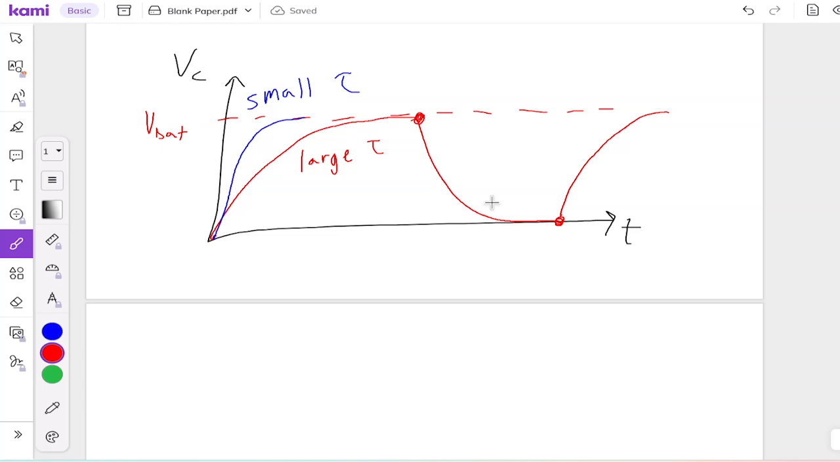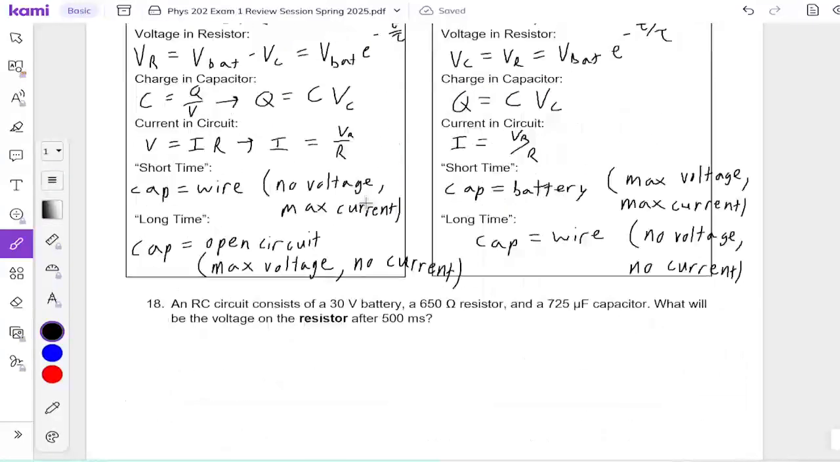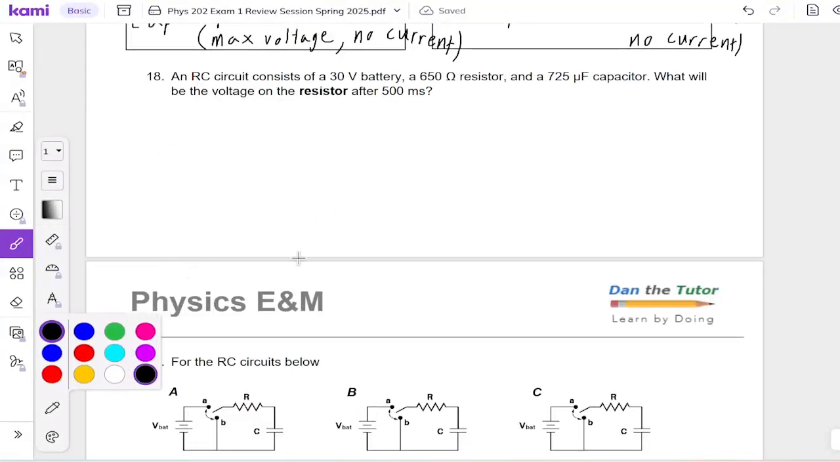So with that being said, we have some problems. Number 18. An RC circuit consists of a 30-volt battery, a 650 ohm resistor, and a 725 microfarad capacitor. What will be the voltage on the resistor after 500 milliseconds?